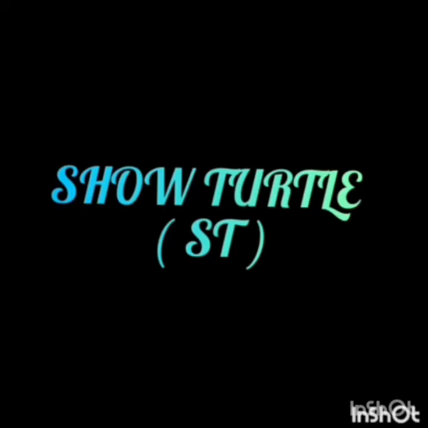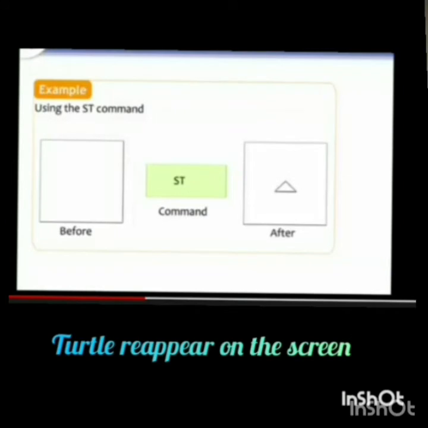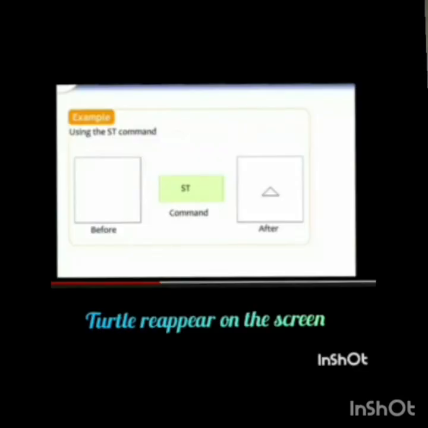Next is Show Turtle. Its short form is ST. This command is used to make the turtle reappear on the graphic window. For example, HT, forward 70, right 60, forward 70. After these commands, we now give the ST command. So here we have seen how the show turtle command has worked. The turtle reappears on the screen.